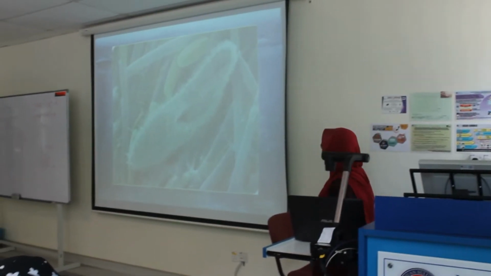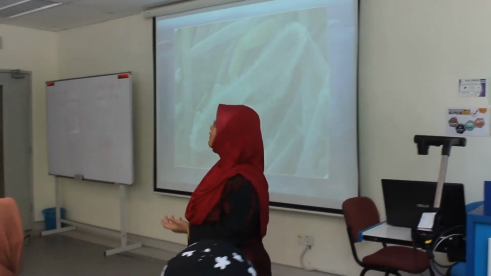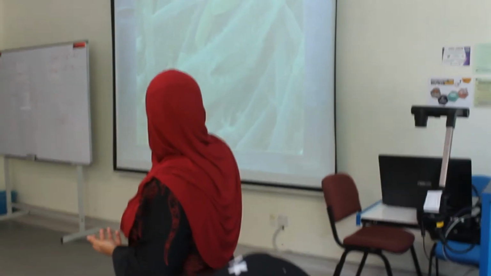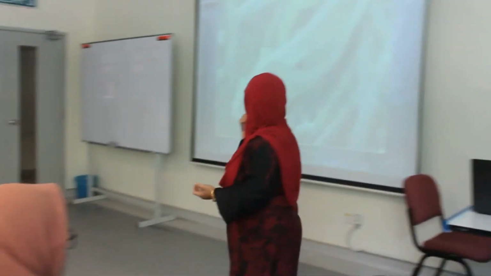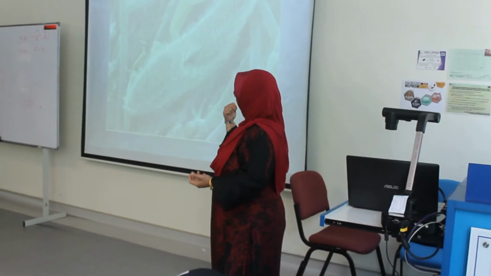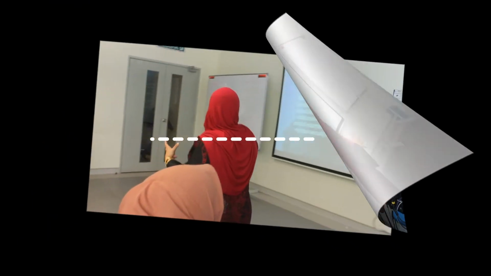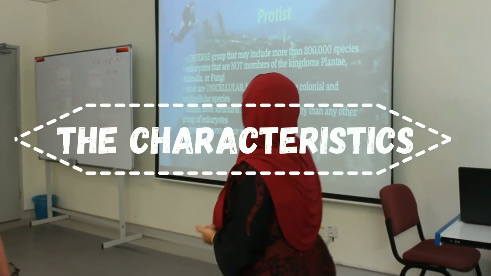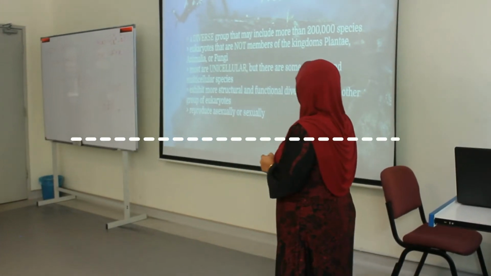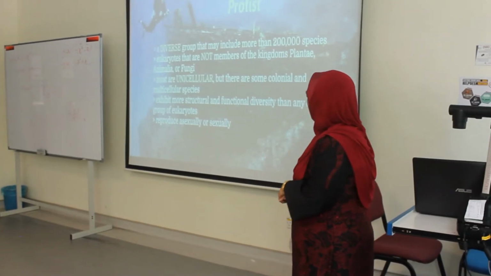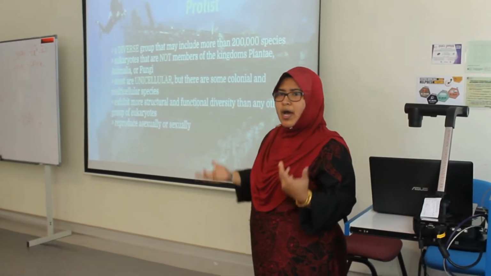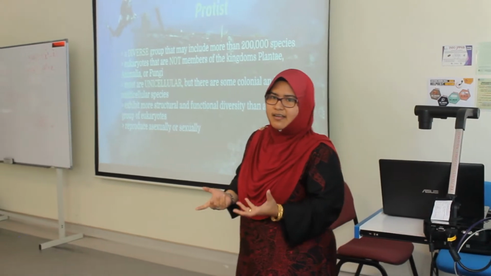this. Do you know what this is? Who knows? Yeah, that's a paramecium. This is a paramecium under a very high definition microscope, a very sophisticated microscope. So the characteristic of the Protist, like I said, it's a very diverse group that may include more than 200,000 species.